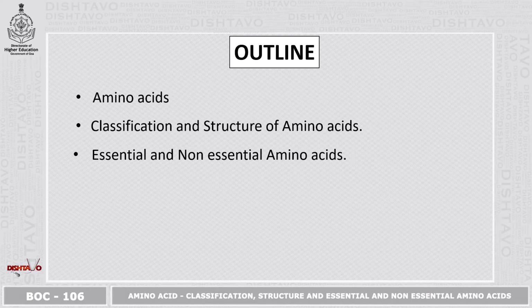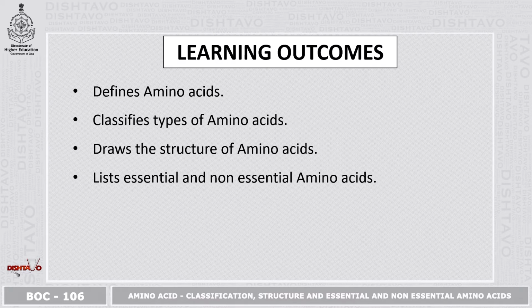Outline: Amino acids, classification and structure of amino acids, essential and non-essential amino acids. Learning outcomes: at the end of the module, you will be able to define amino acids, classify different types of amino acids, draw the structure of amino acids and list the essential and non-essential amino acids.